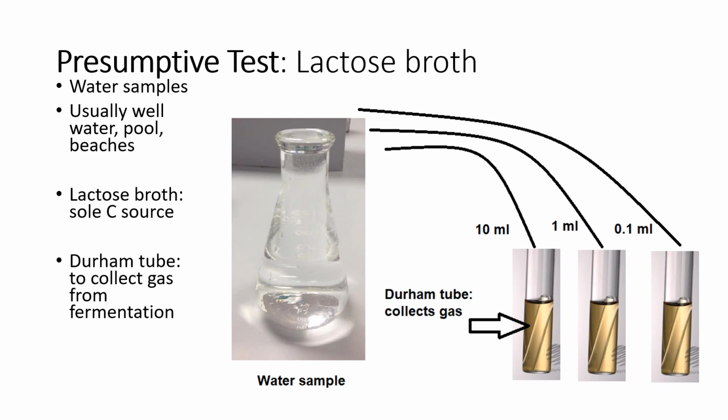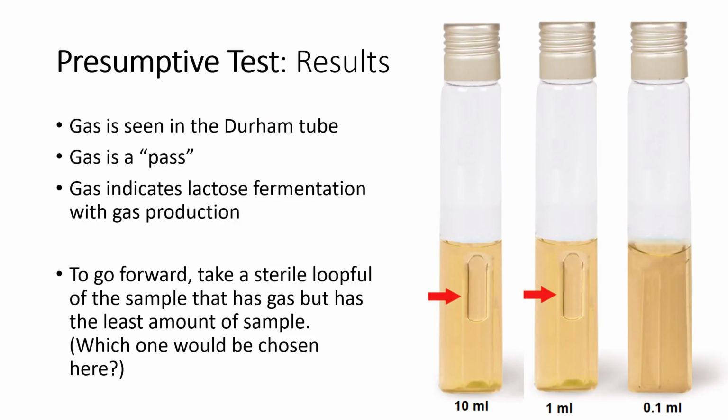You would add the 10 milliliters of your sample to the first tube, 1 milliliter to the second tube, and 0.1 to the third tube. And we would just incubate it overnight and see. So what kind of results would you get? Well, so we can see that in these tubes, all of which are lactose broth, okay, so this is the presumptive test.